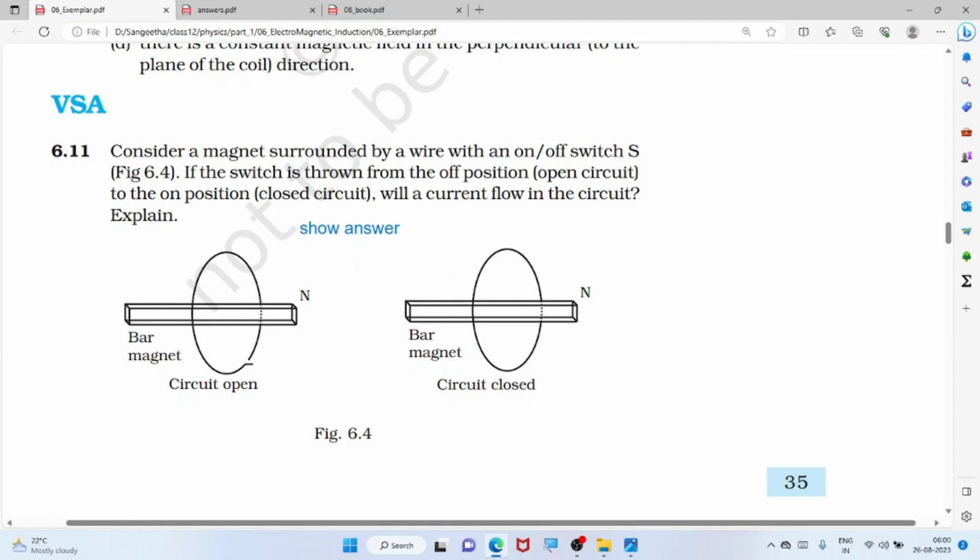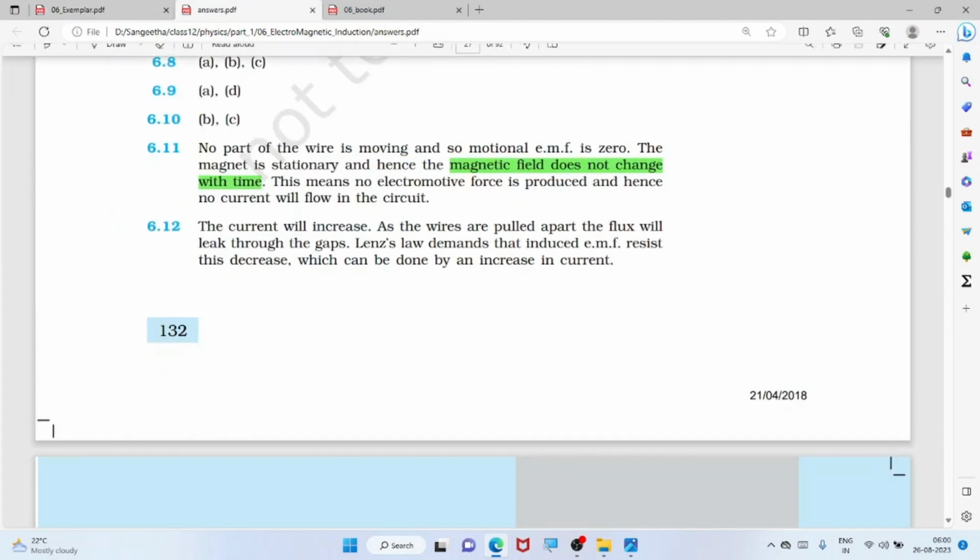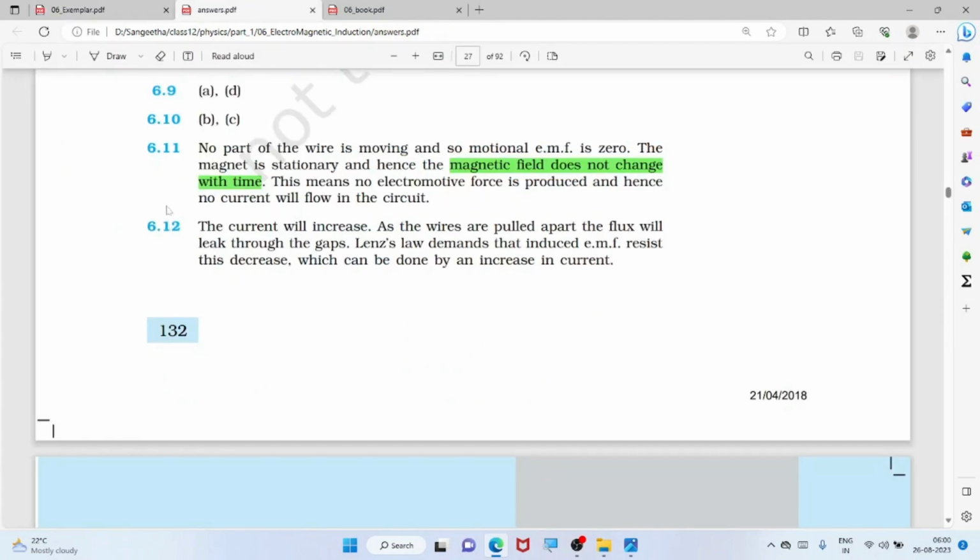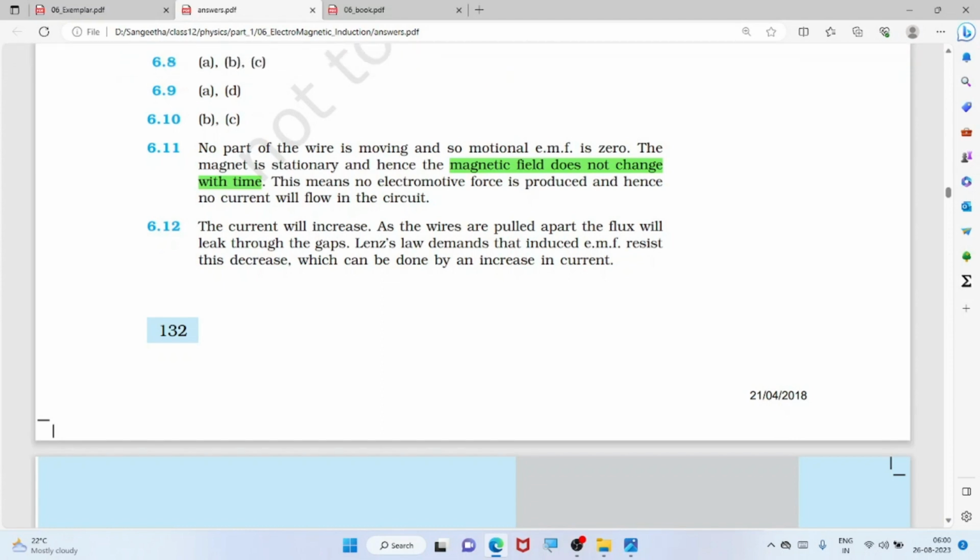No part of the wire is moving, so the motional EMF is 0. The magnet is stationary and hence the magnetic flux does not change. This means no electromotive force will be produced and hence no current.